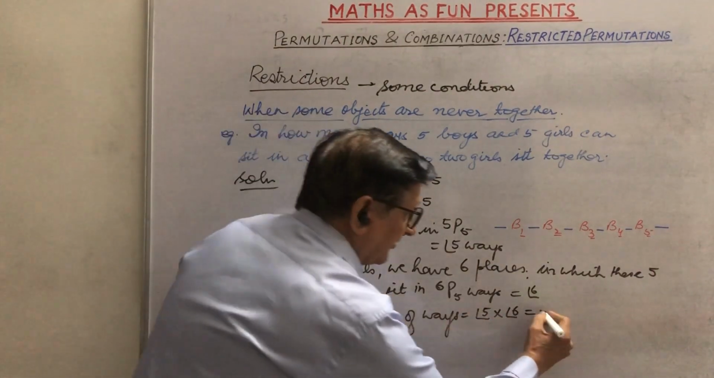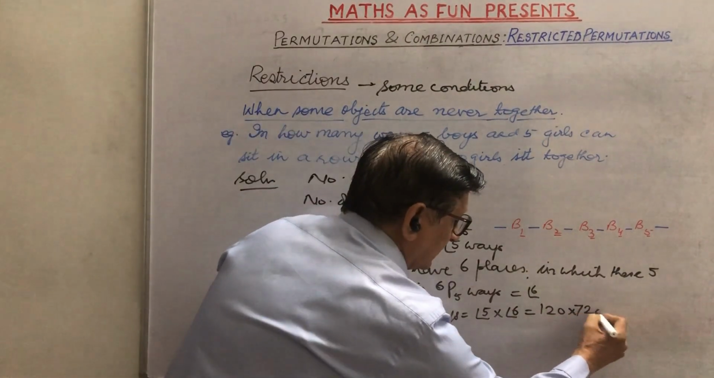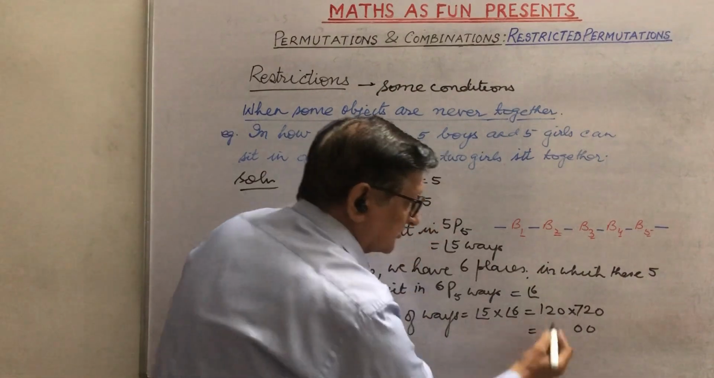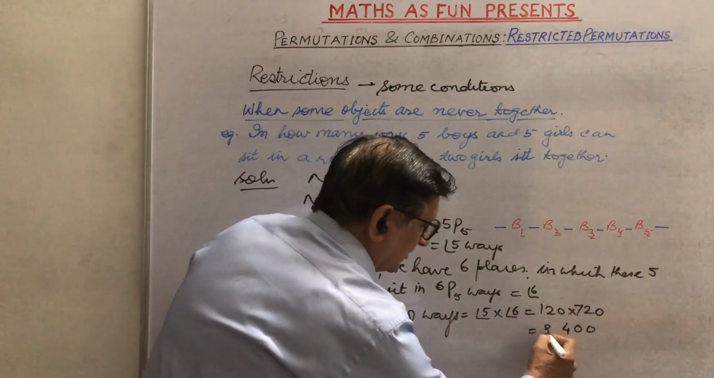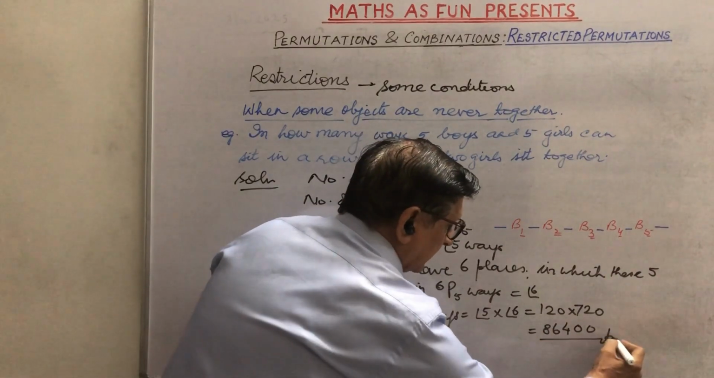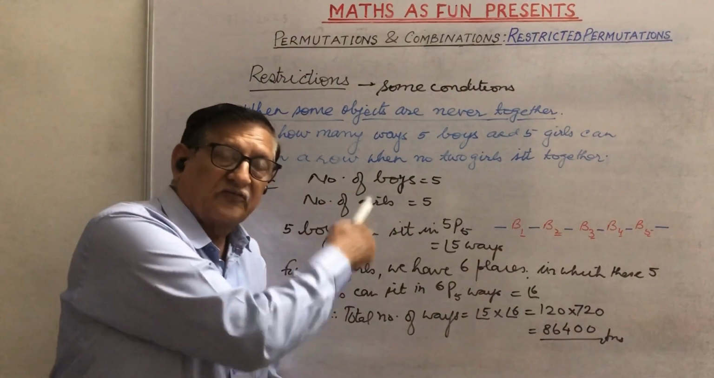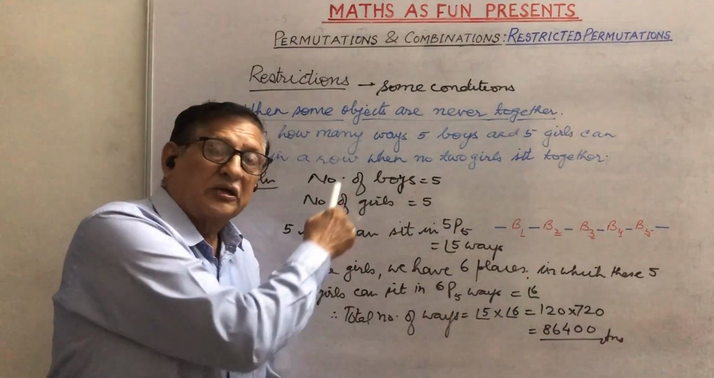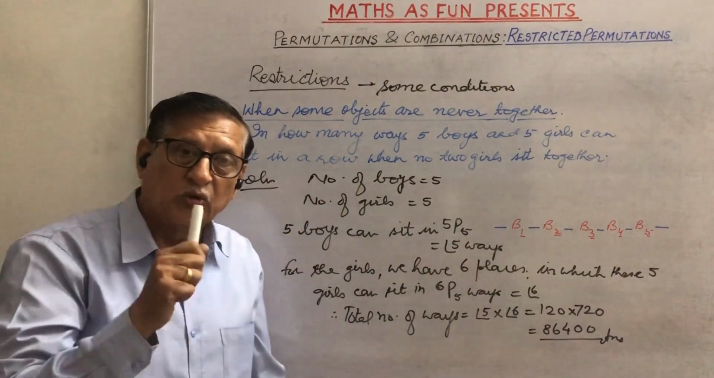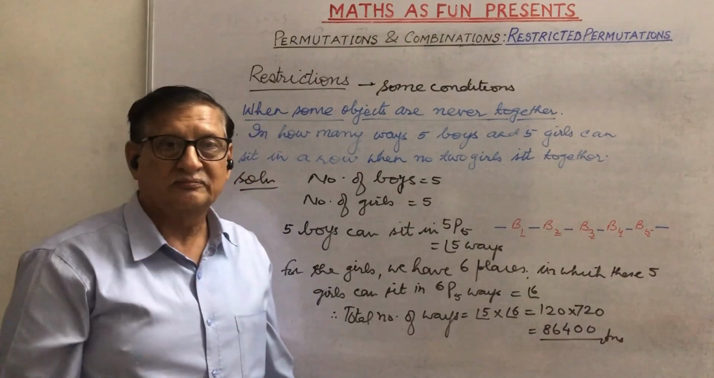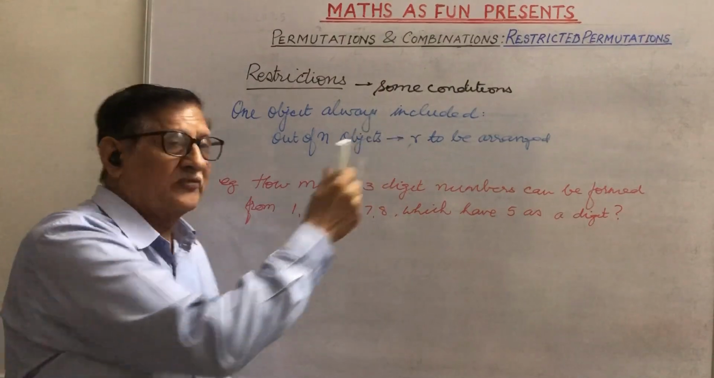We know factorial 5 is 120, factorial 6 is 720, and we can multiply and get the answer. So this comes as 86,400 ways. It means 5 boys and 5 girls can sit in a row in 86,400 ways when no two girls are together. The next restriction is when one object is always included.